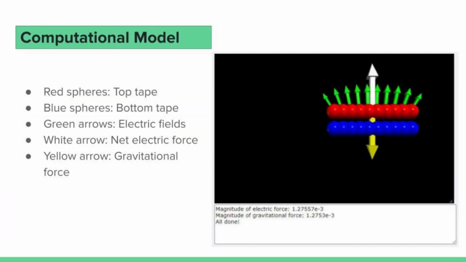When we run the code, you can see the red spheres represent the top tape, the blue spheres represent the bottom tape, the green arrows pointing up in different directions represent the electric field at each point charge, the white arrow pointing up represents the net electric force, and the yellow arrow pointing down represents the gravitational force.